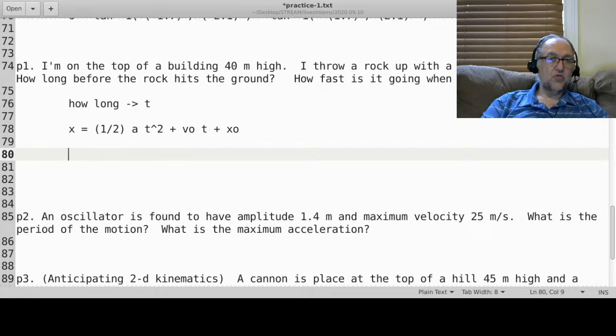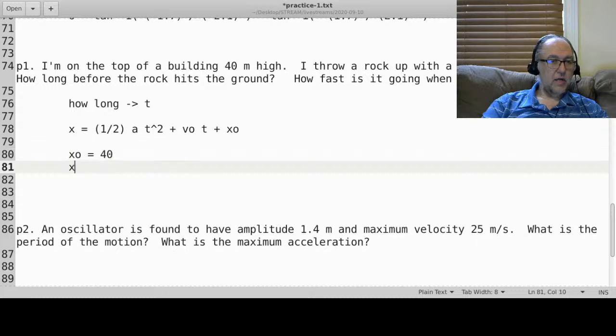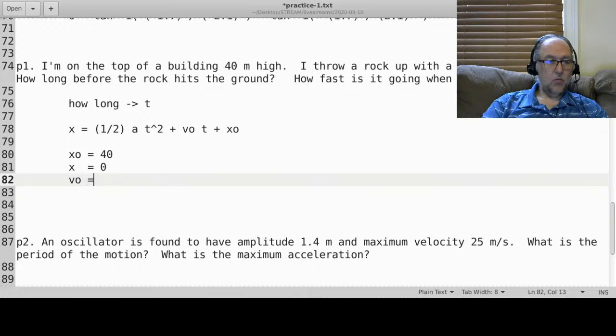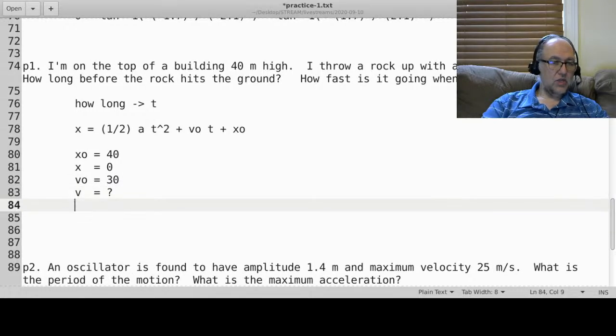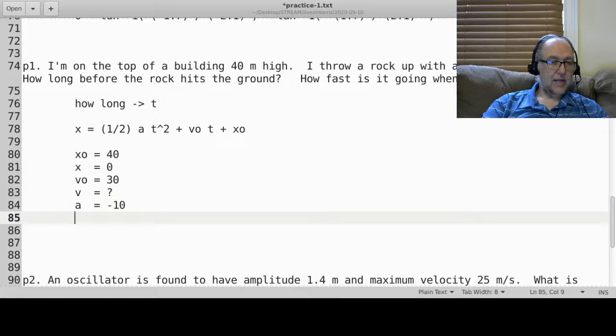Okay. And now I'm just going to transcribe the numbers from the diagram. I better write them down. Your initial position was 40. Your final position was 0. Your initial velocity was positive 30, like that. Your final velocity was question mark. Your acceleration was negative 10, like that. And your time was unknown, like that.